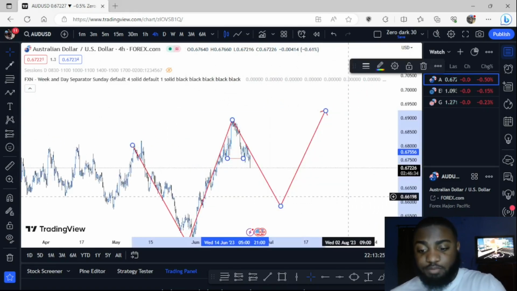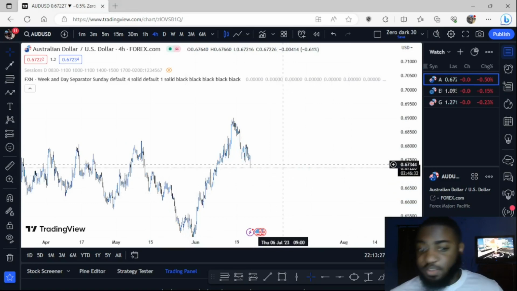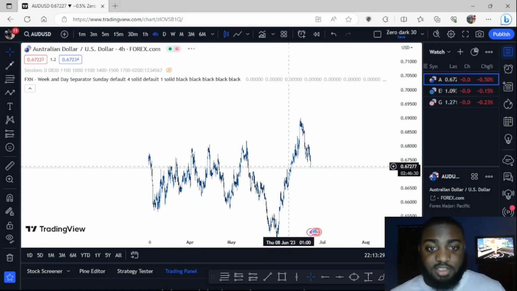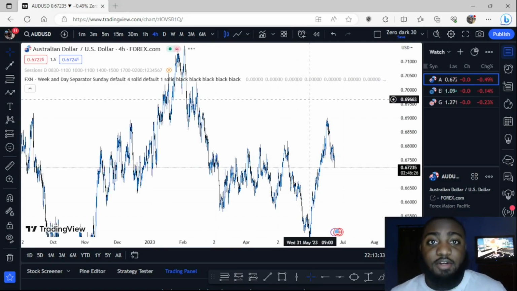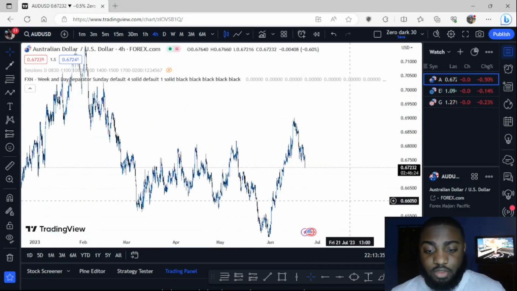That's just blending market structure with liquidity. That's basically what it is, right? Now let's talk about, I want to go through how to find liquidity.